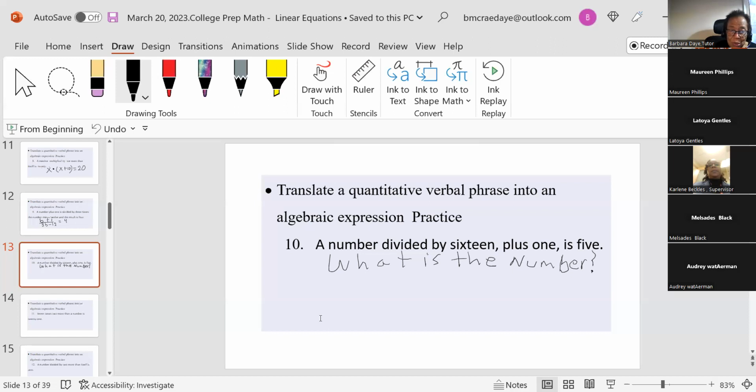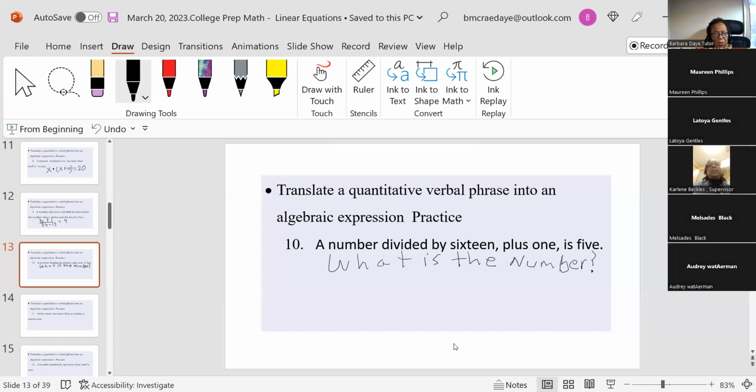Maureen, what does this translate to? Maybe you didn't write it correctly. What did you write? There's a number divided by 16 plus 1. It equals 5. So now what's the algebraic expression? What should I write, Maureen? I don't know. No, Maureen. Tell me what to write. Just translate this to the algebraic expression. So what would I write, Maureen? 16 over 4. No, a number divided by 16, miss.